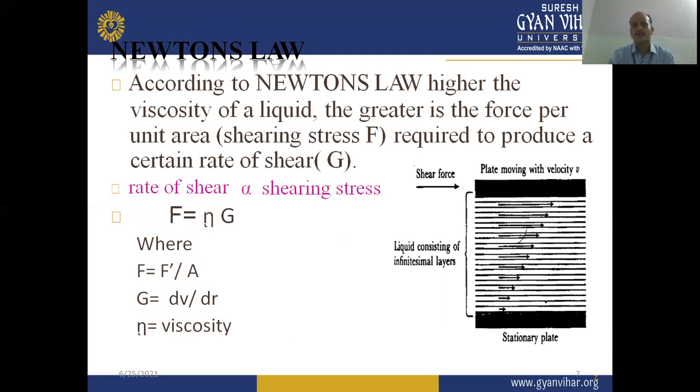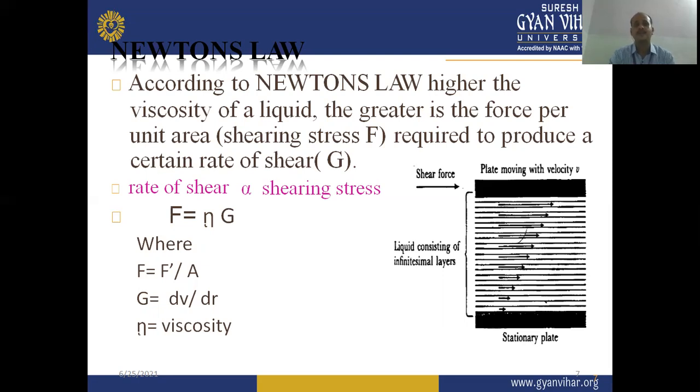So when we compare the stationary plate with the other plates, assume a liquid consisting of different layers. One is the stationary layer, situated at the bottom, and the other layers move with the velocity v. When we apply the force per unit area, which is known as shearing force or shearing stress, F by A, it can produce a certain rate of shear, where the velocity changes with the distance.